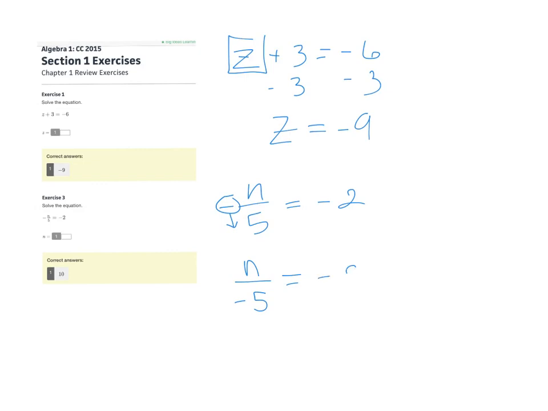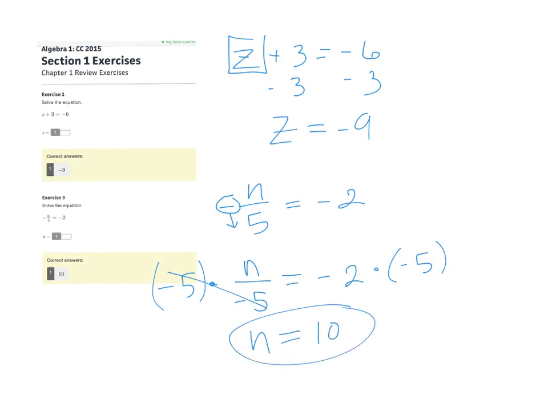And now, what is the inverse of dividing by negative 5? The inverse of dividing by negative 5 is multiplying by negative 5. I'm going to do that on both sides. So over here, dividing by negative 5 and then multiplying by negative 5, that's just going to give us n. And negative 2 times negative 5 is going to give me positive 10.